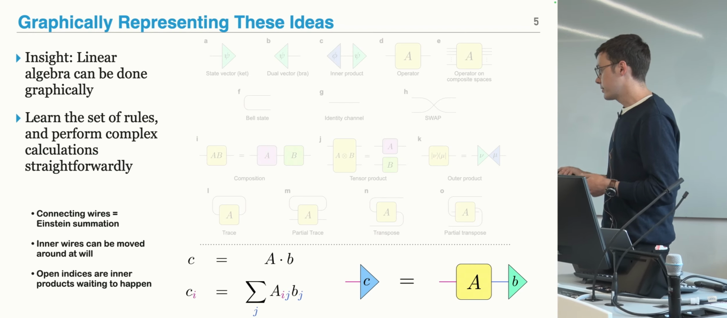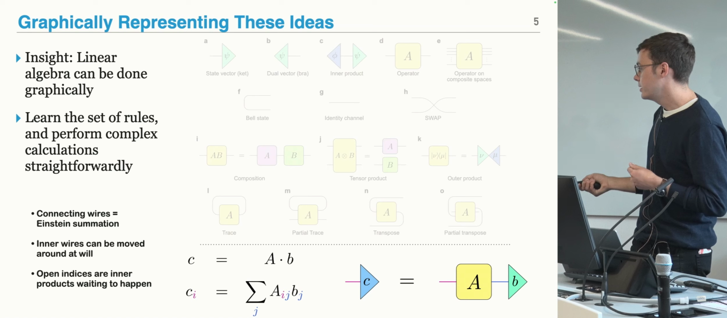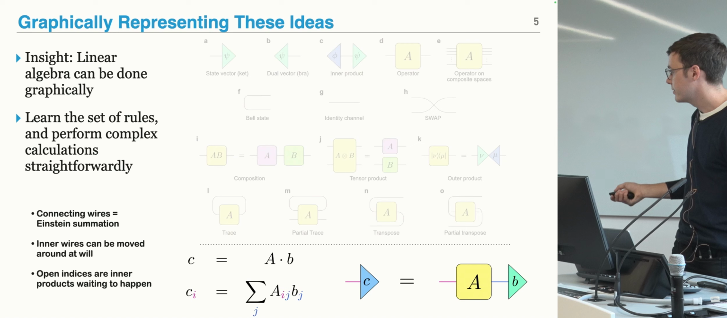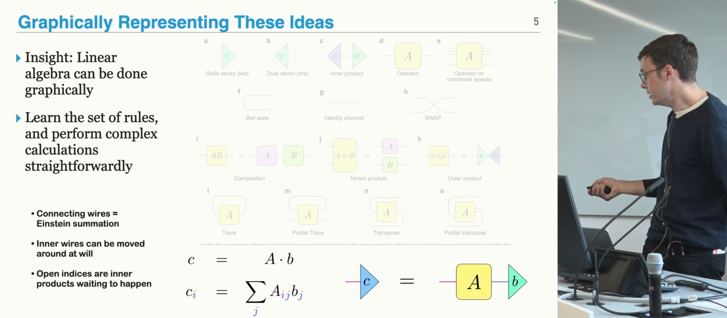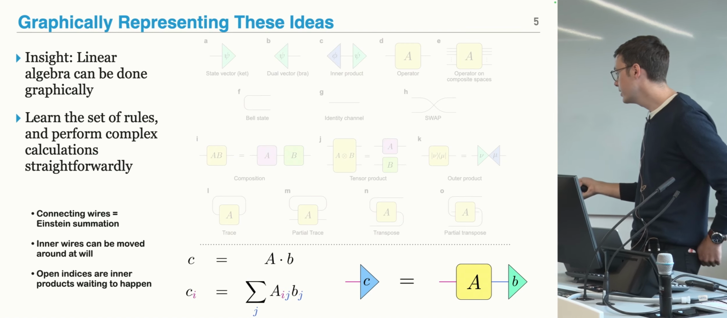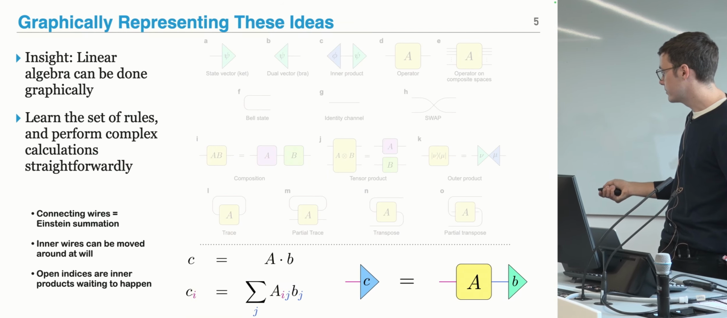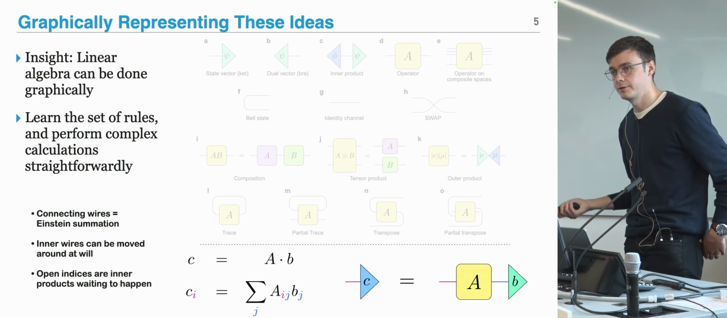And you can connect these objects in order to compose them. So suppose you have a matrix A and a vector B, and you want to produce a vector C through matrix-vector multiplication. Then in index notation, the ith component of C is given by summing over the columns of the matrix A with the rows of vector B. And we can express this in terms of this simple connection of wires here. So the component i is given by an open wire on this vector C, and the implicit summing over this index j is given by the connection of wires here. So this is just a graphical version of Einstein notation.